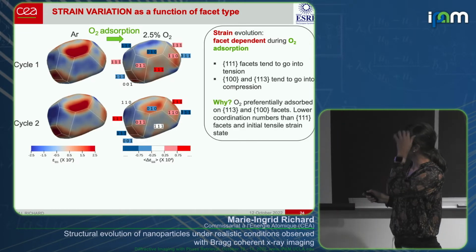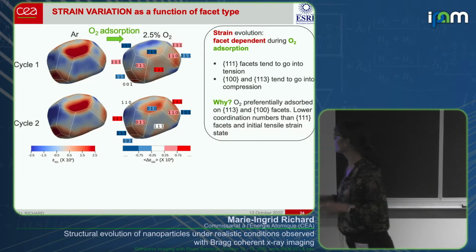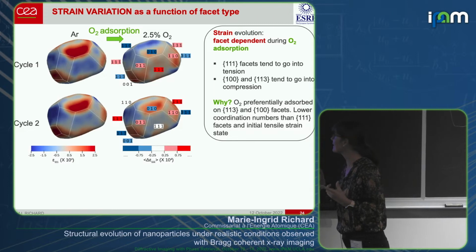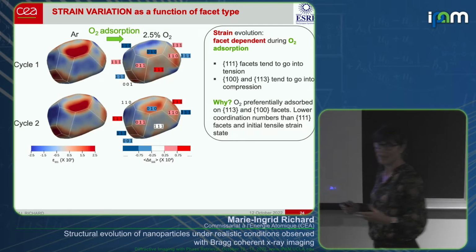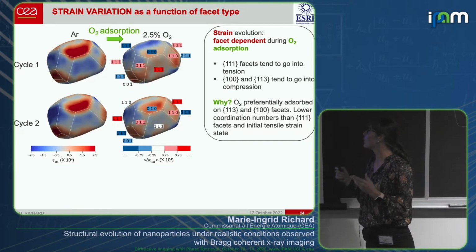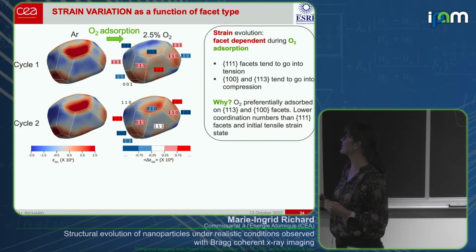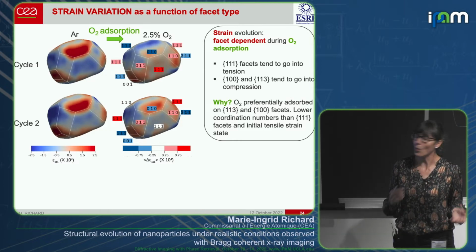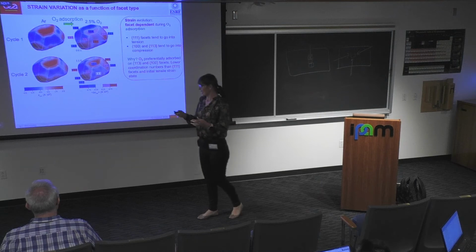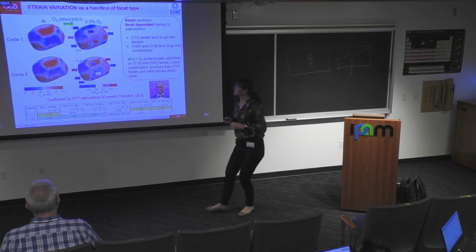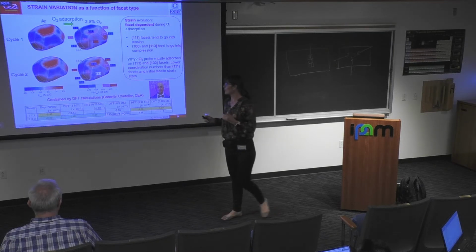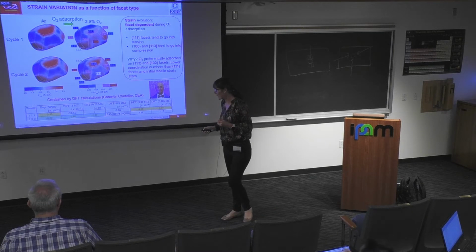This is quite well known. This change of the strain is due to the different adsorption, and oxygen will preferentially adsorb on the 113 and 100 facets because they have lower coordination number, and we know that they have some initial tensile strain. And Corentin has made some DFT calculations, and we know our experimental strain.